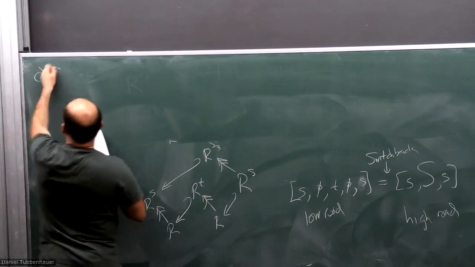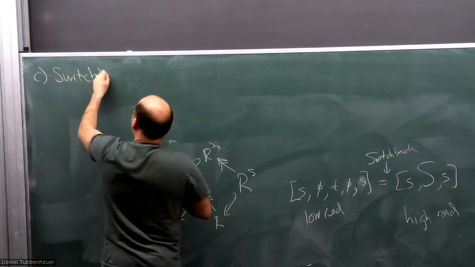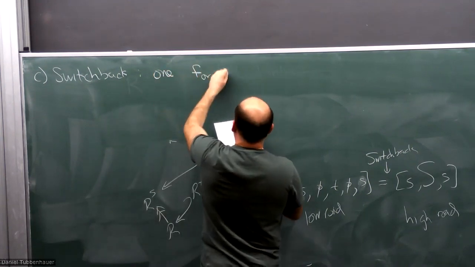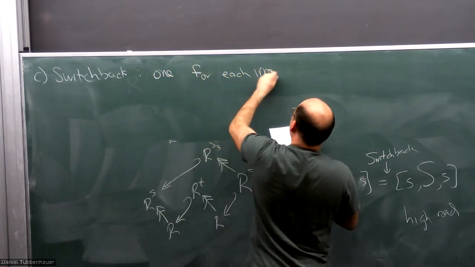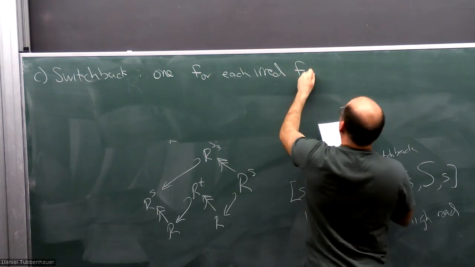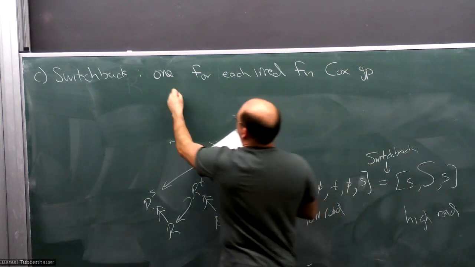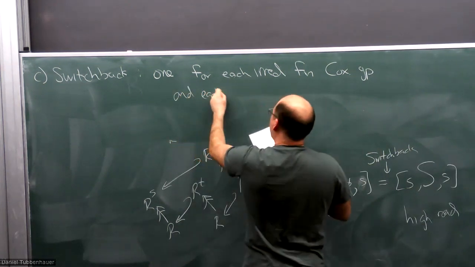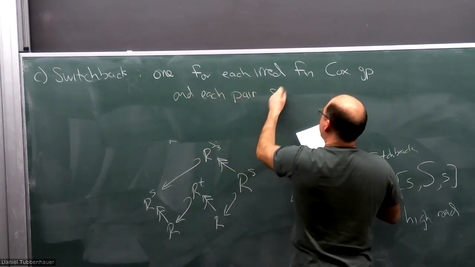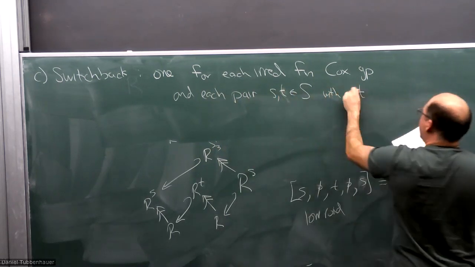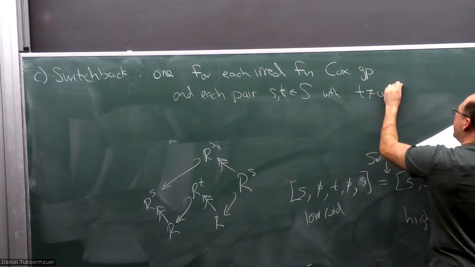And then the third is the switchback relation. There's one switchback relation for each irreducible finite Coxeter group, and each pair S and T of simple reflections, with T not equal to W0 S W0.